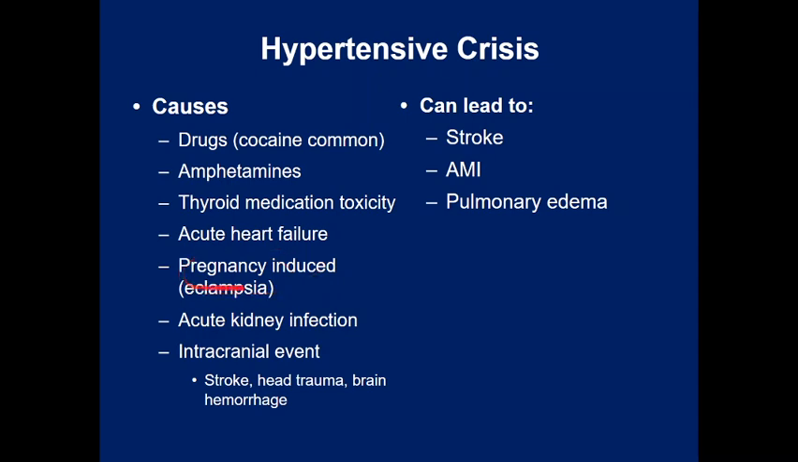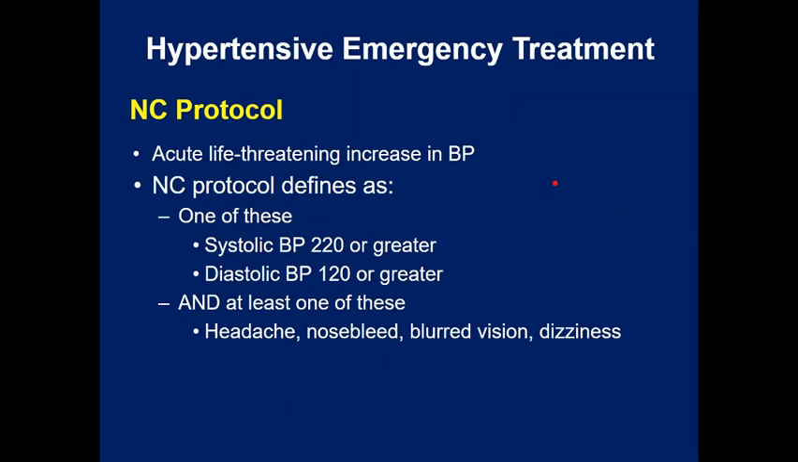You'll learn this for OBGYN: eclampsia, preeclampsia. You can have kidney problems, a stroke. Do you remember, or head trauma, bleed in the head? Do you remember what's that called when you have a high blood pressure, low heart rate, irregular respirations? That's Cushing syndrome. And this hypertensive crisis can lead to stroke. It can lead to a heart attack and pulmonary edema.